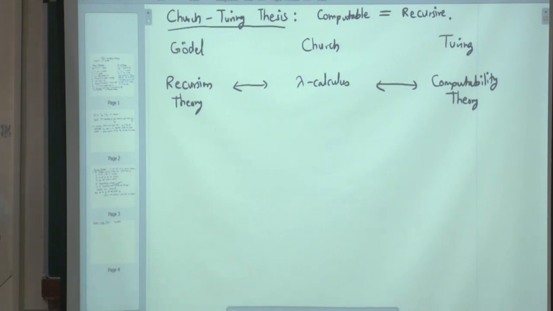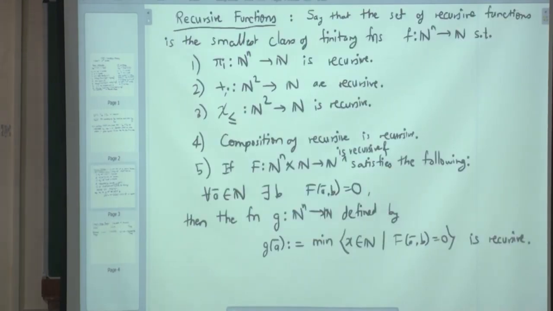So in lambda calculus, there is something called the lambda abstraction operation. In computability theory also, there is something similar. And in recursion theory, we have this mu recursion, the minimization operator. This is usually written as mu of x, F(a bar, x) equal to 0. This is usually written like this: the mu recursion.